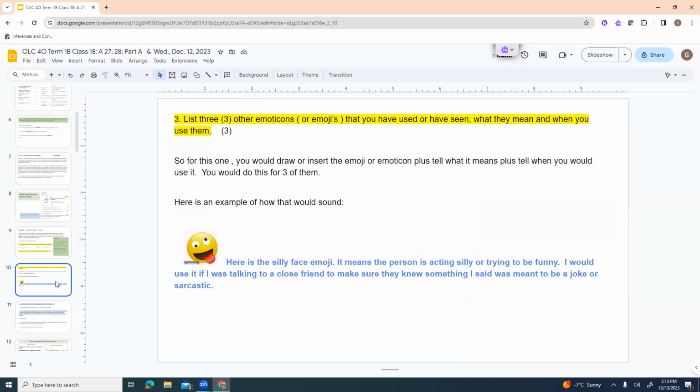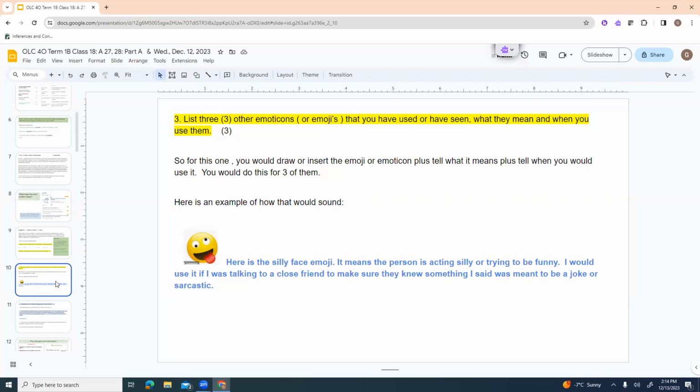List 3 other emoticons or emojis that you have used or seen, what they mean, and when you would use them. So for this question, you have to draw or insert the emoji or emoticon, plus tell me what it means, plus tell me when you would use it. And you would do this for 3 of them. Here's an example of how that would sound. Here is the silly face emoji. It means the person is acting silly or trying to be funny. I would use it if I was talking to a close friend to make sure they knew something I said was meant to be a joke or sarcastic.